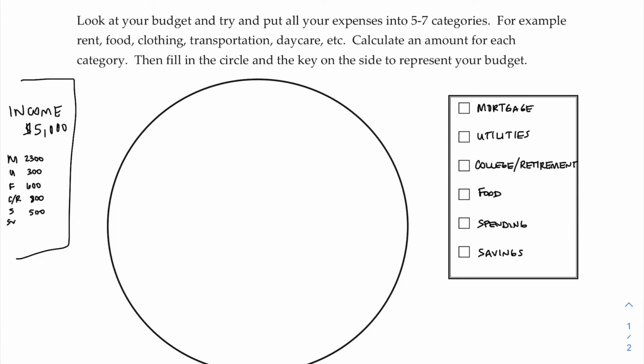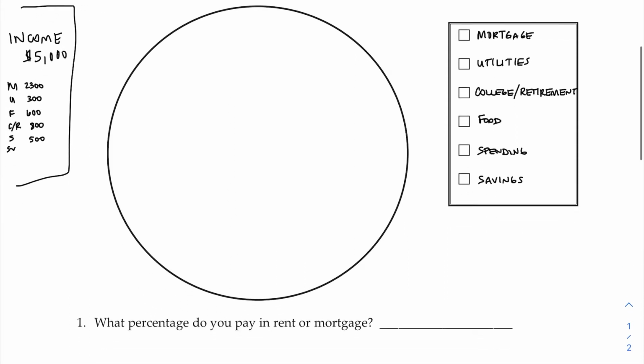So first, mortgage, and again, same process as last time. So $2,300 divided by $5,000. Okay, obviously that's going to be a little less than half. So my mortgage makes up, let's see here, 46% of my overall budget. Now, again, I got 0.46 on the calculator, but I multiply that by 100 to get the percentage.